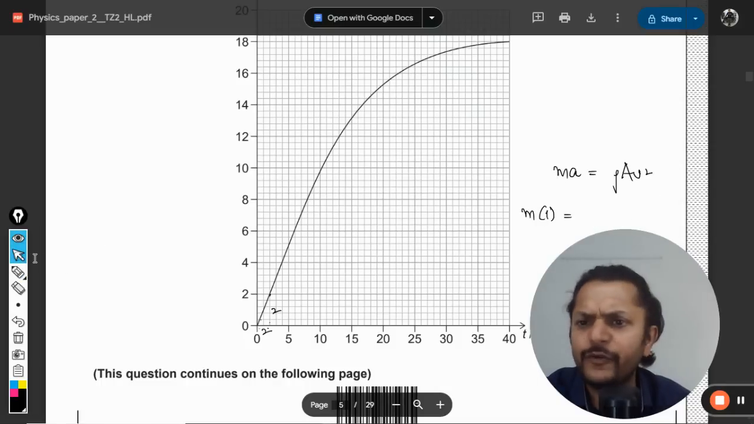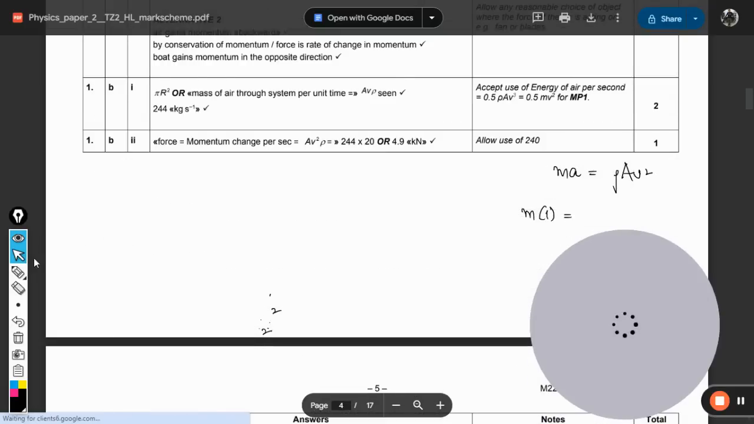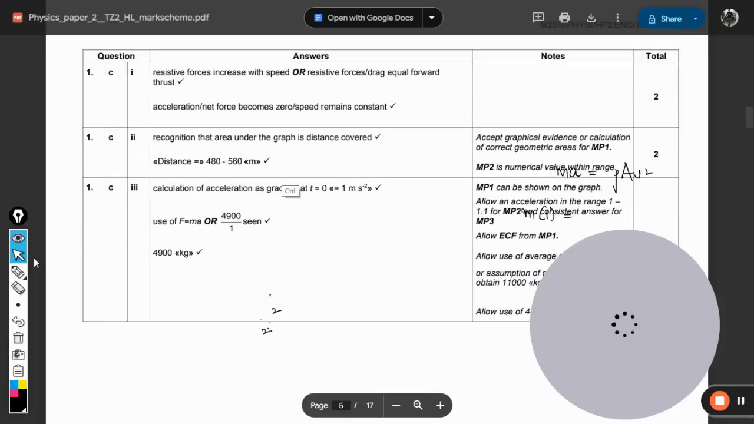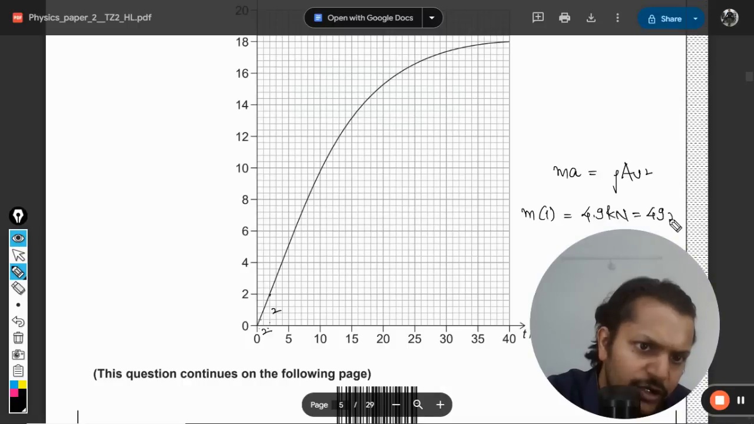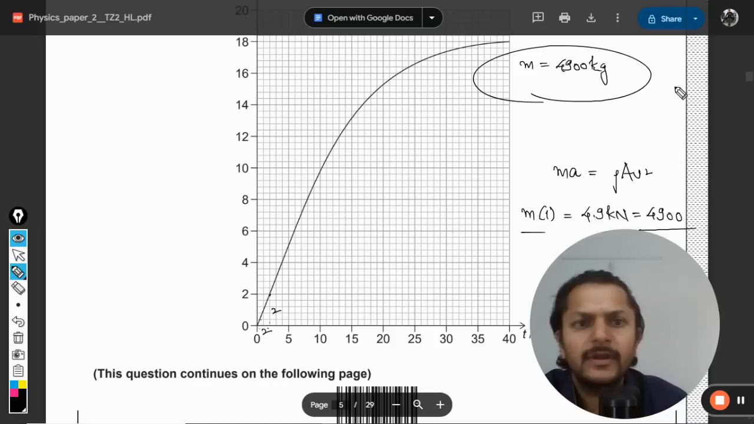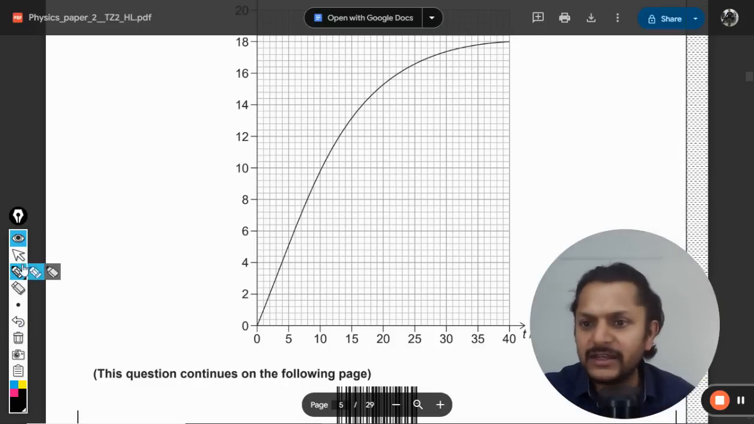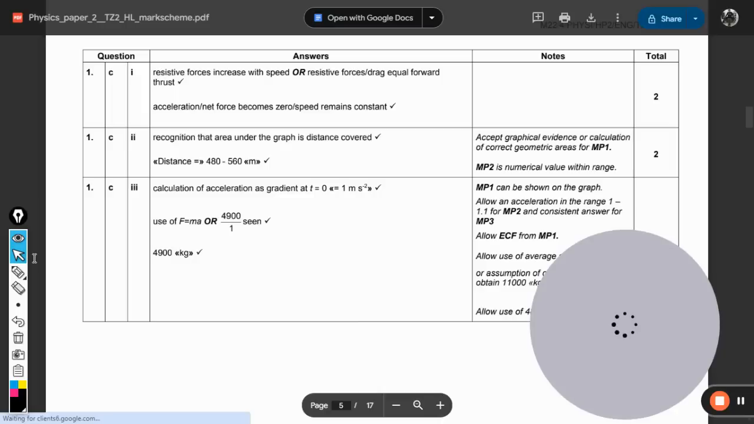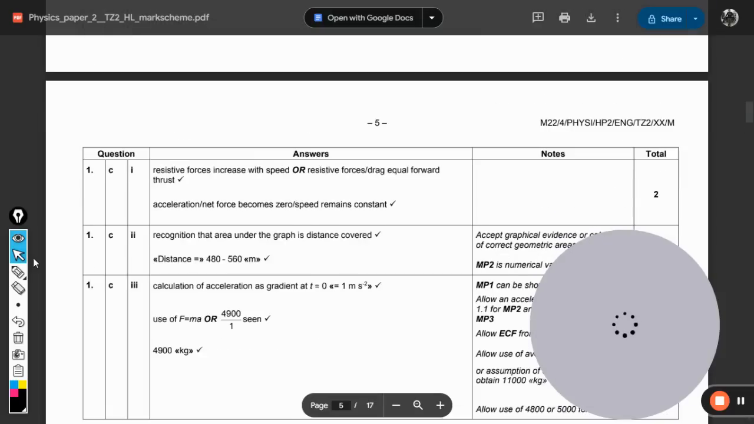And what was the force that we found earlier? Yes, it was 4.9 kilonewtons. 4.9 kilo means 4900. So the mass is 4900 kg. That will be the answer. This is how we do this question. Let us see the mark scheme. Yes, the answer is 4900. Is there any other question? No, question number 2 is coming.